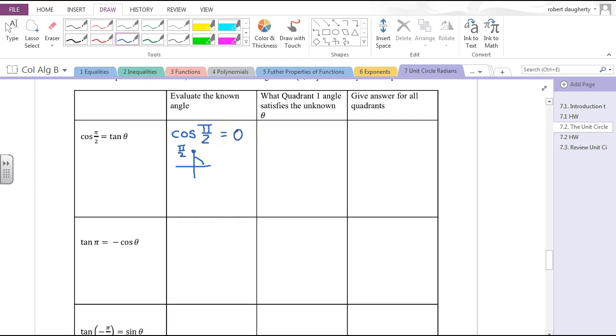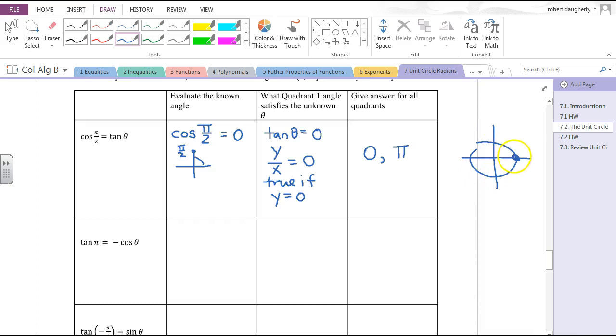So this problem turns into tangent of theta equals 0. That means that y over x equals 0. This is only true if y equals 0. So where on the unit circle do I see y values of 0? That happens at 0 degrees, and forgive me, it's not degrees, it's radians now. And then we used to say 180 degrees, that is also at pi. Okay, so if you look on your unit circle, it's these 2 points here, 0 and pi radians.